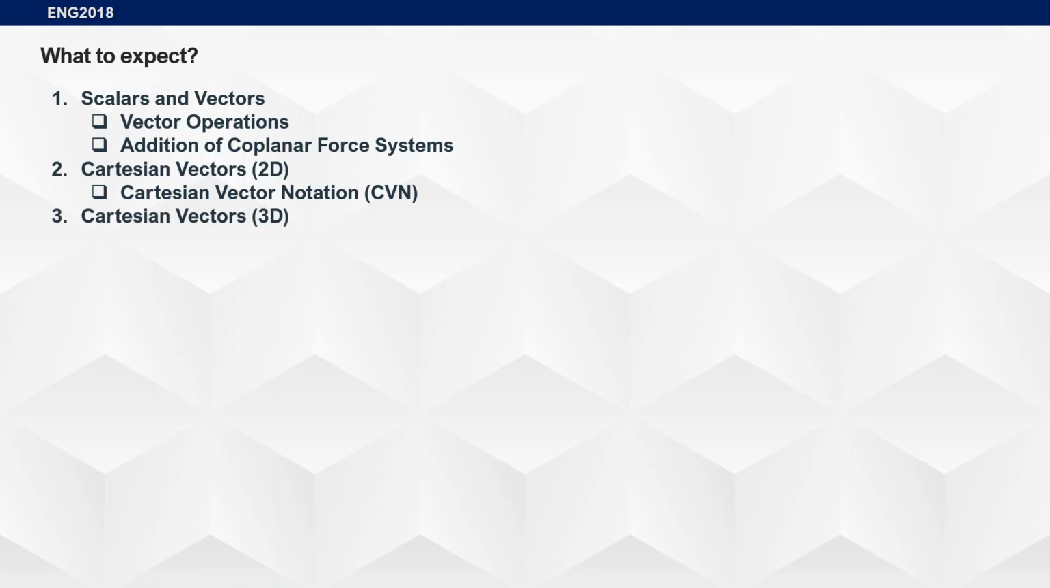More on that later. Then of course, we're going to go with 3D. We're going to do the same thing, so we have scalar operations there too, and of course the Cartesian vector notation there, but in three dimensions. And lastly, the last two points will be position vectors and the dot product.